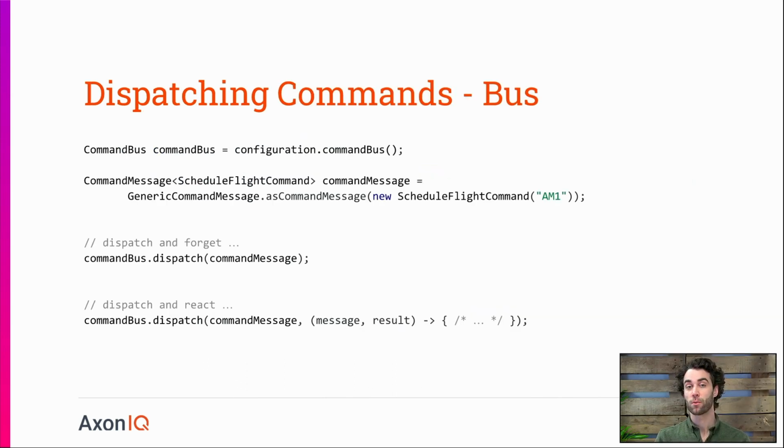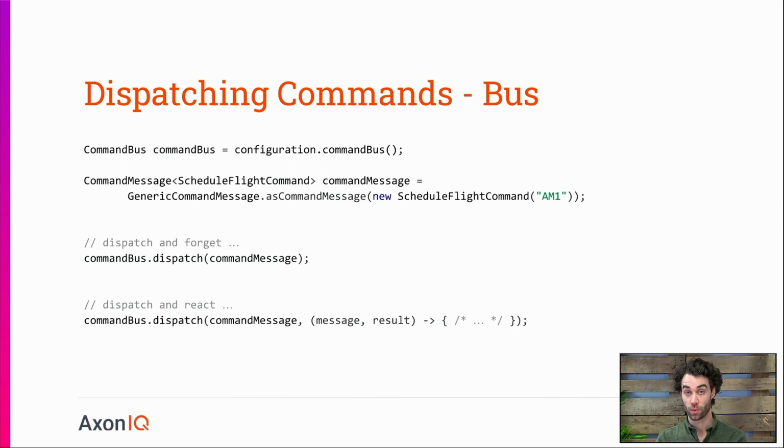Having had an idea of how we're going to declare our commands and how we create them, we need to have a look at how we're going to dispatch our commands. Firstly, we're going to do this from the CommandBus perspective. The first step is to retrieve the CommandBus. We can do this from the configuration on the commandBus method. This would give you the primary CommandBus, which is defined inside your application.